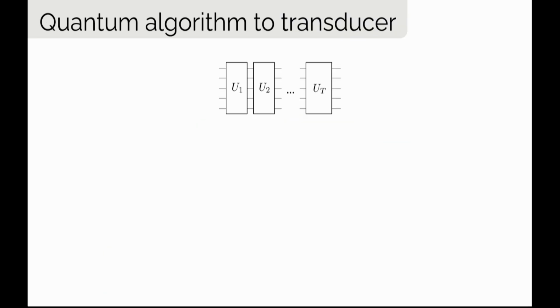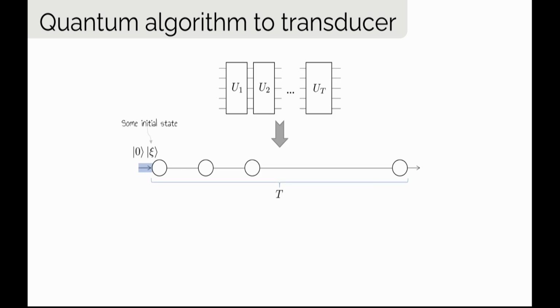Okay, now what if we have an arbitrary quantum algorithm? I said that we can map it to a transducer. There's actually some different ways of doing this, but here's one way. We can always map a quantum algorithm to a transducer that is like a line graph with T nodes. And the entrance represents the initial state at time equals 0.